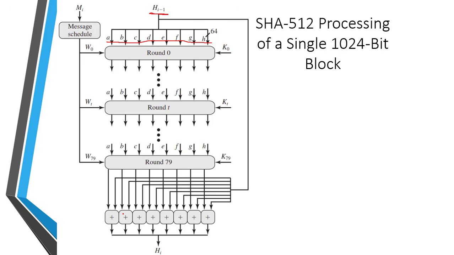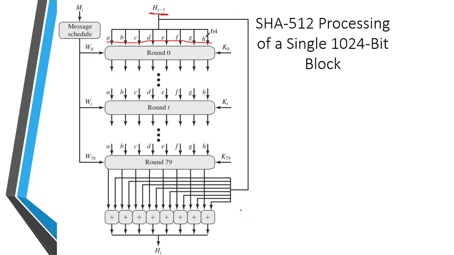So the output of the 80th round is added, modulo 2^64, to the input to the first round, that is H(i-1), to produce H(i). Here, consider that the plus is not an exclusive OR operation, it is an additive modulo operation. So in this way all of the rounds are performed in the round function F.